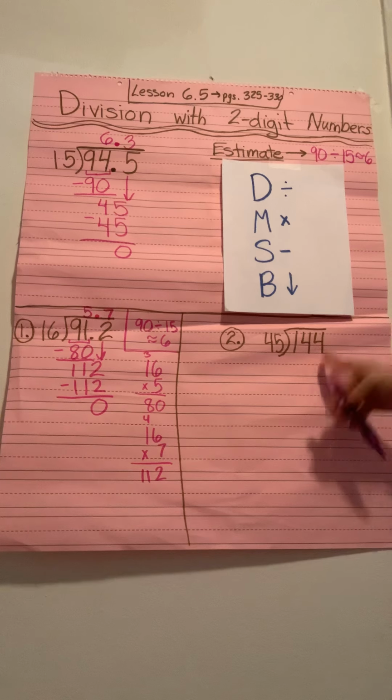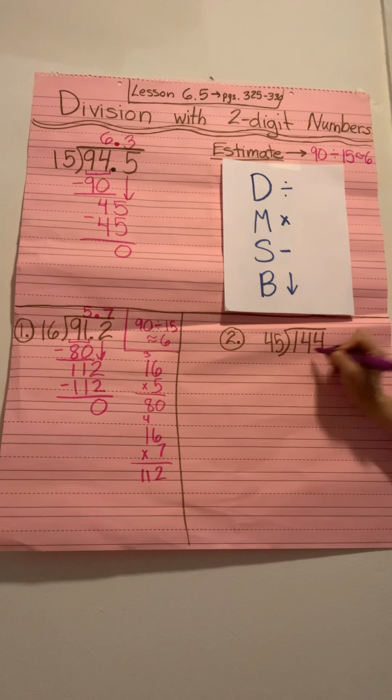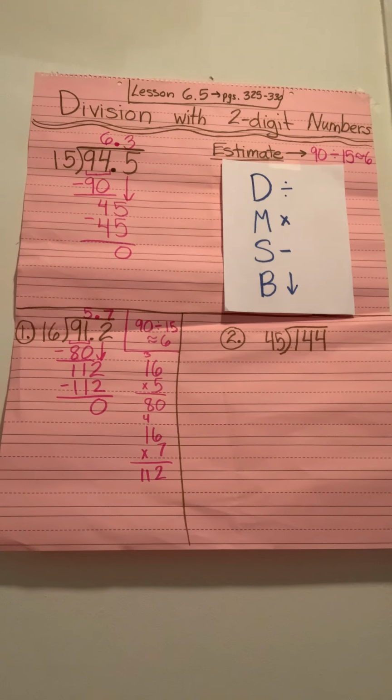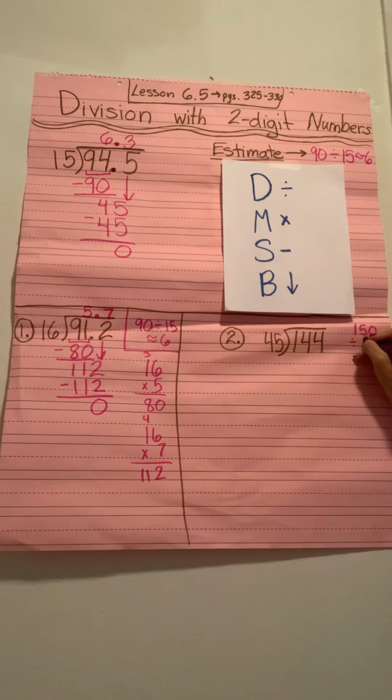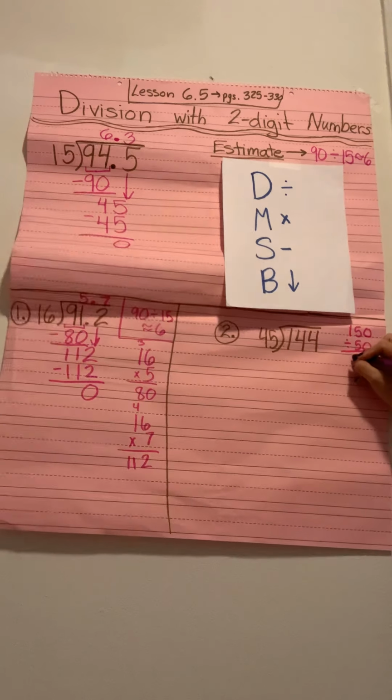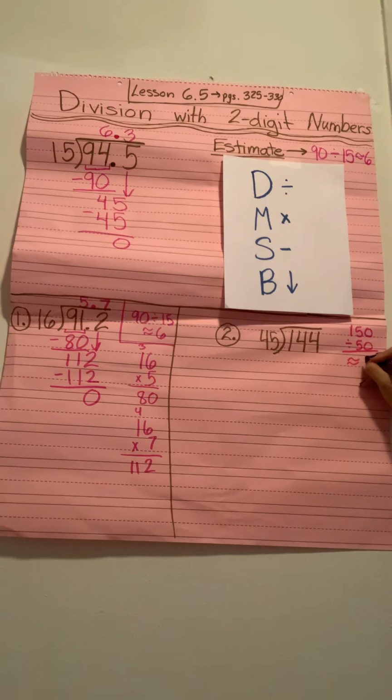So when I start, okay, let me start by estimating. Okay. What is the closest thing? Well, I could make that 150. I could say 150 divided by about 50. My answer should be somewhere around 3. Okay. Let's see how that works for us.